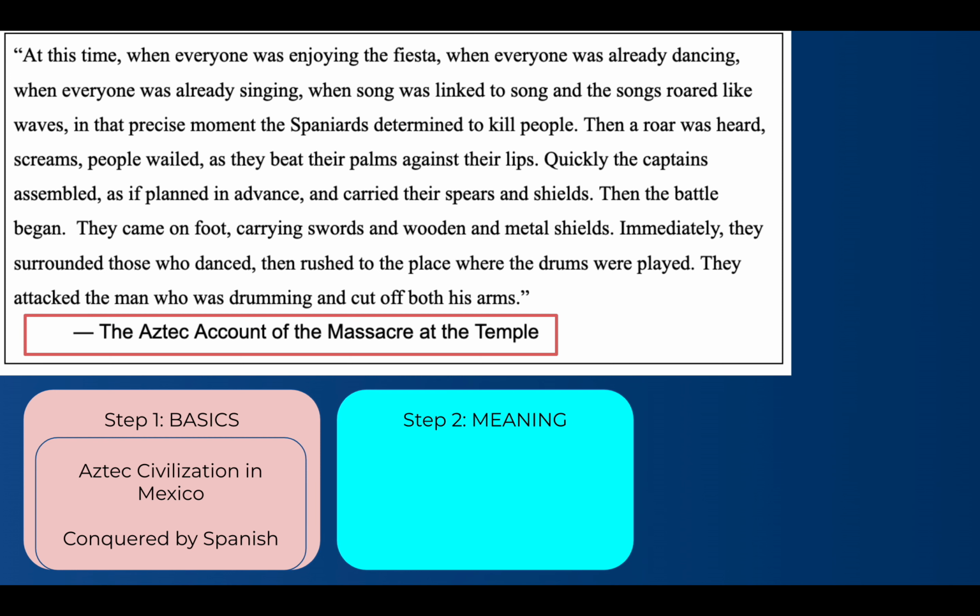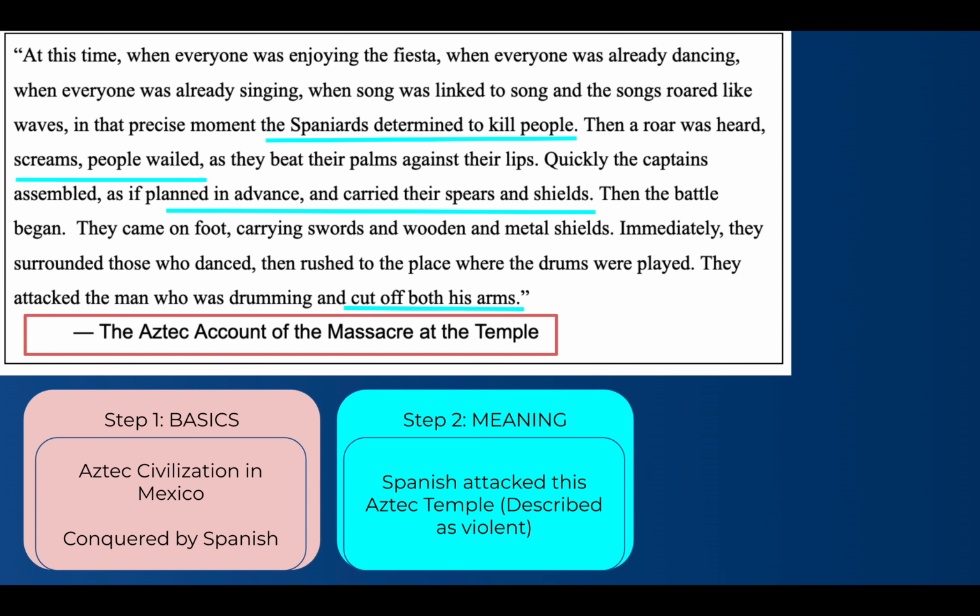Next, we want to find meaning. As I'm reading this, we see it's talking about fiesta and dancing and the songs, and then it goes into Spaniards determined to kill people. Screams, people wailed. It was planned in advance. They carried spears and shields, cut off both of his arms. Clearly, this document is not about the music at all. It's, as the bottom says, an account of a massacre at the temple, or when the Spanish attacked this Aztec temple. And just from what we underlined, from what the document says, it's described as pretty violent.